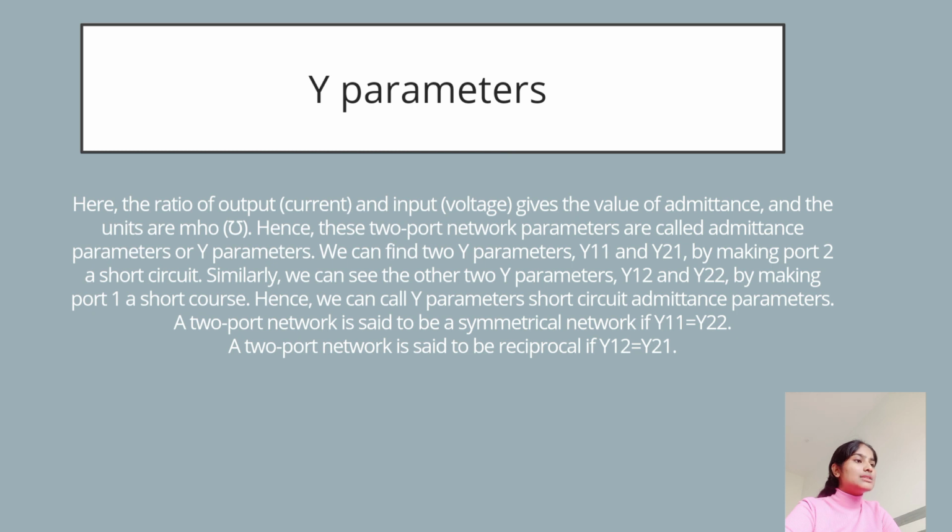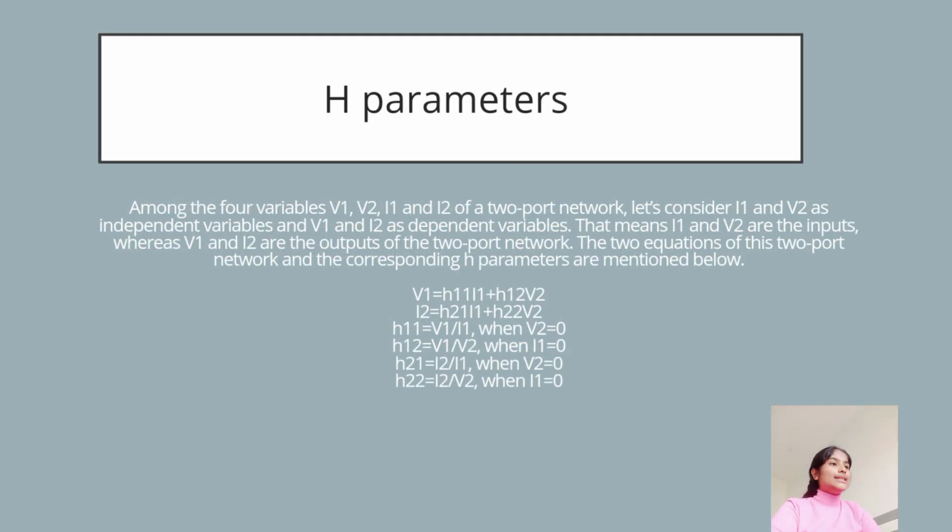A two-port network is said to be a symmetrical network if Y11 is equal to Y22. A two-port network is said to be reciprocal if Y12 is equal to Y21. H parameters. Among the four variables V1, V2, I1 and I2 of the two-port network, let's consider I1 and V2 as independent variables and V1 and I2 as dependent variables. That means I1 and V2 are the inputs, whereas V1 and I2 are the outputs of the two-port network. The two-port equations of the network and the corresponding H parameters are mentioned below.